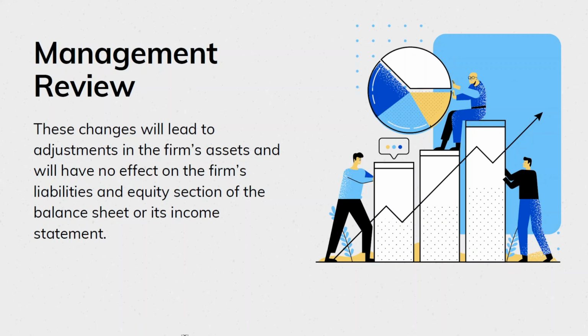What happens? These changes will cause an adjustment in the firm asset. The assumption that the management makes so far will need some adjustment in the firm asset. Because it said that it will have no impact on sales and some other business operation, we assume that it will have no impact on the firm's liabilities and equities.